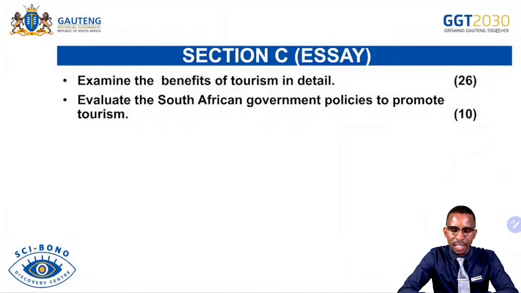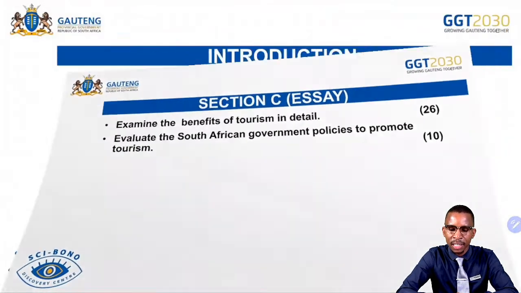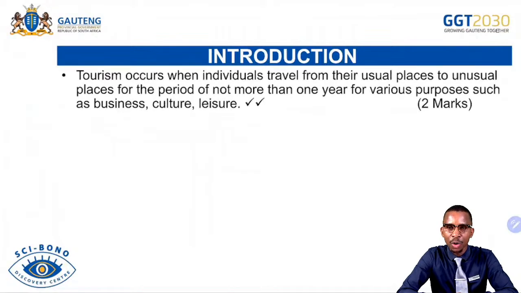And then an example of an essay, section C: examine in detail the benefits of tourism, and then evaluate the South African government policies to promote tourism. This is just an example of an essay you can look at. You came across benefits of tourism in your prelim, and what we noticed as markers is that you did very well in that essay. We define tourism here.